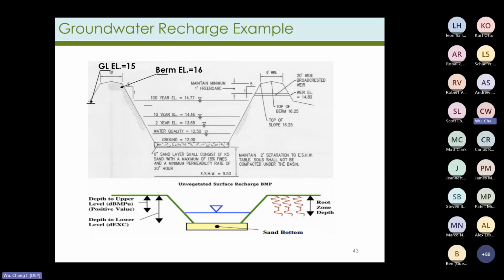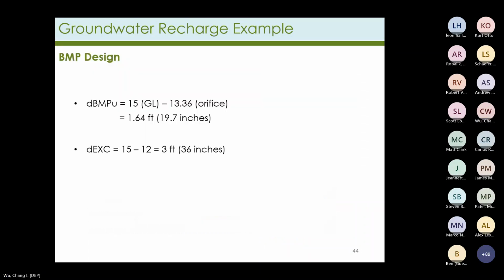Let's take a look at the BMP design input. This one is the scenario where there is no vegetation on the bottom. The dBMPU is the vertical distance from the vegetated ground surface to the maximum water surface level in the BMP. The vegetated ground surface in this case is not the top of the berm. It should be the ground elevation surrounding the BMP, which is at an elevation of 15 feet. The maximum water level before overflow is elevation 13.36. So the dBMPU is the difference, which results in 1.64 feet.